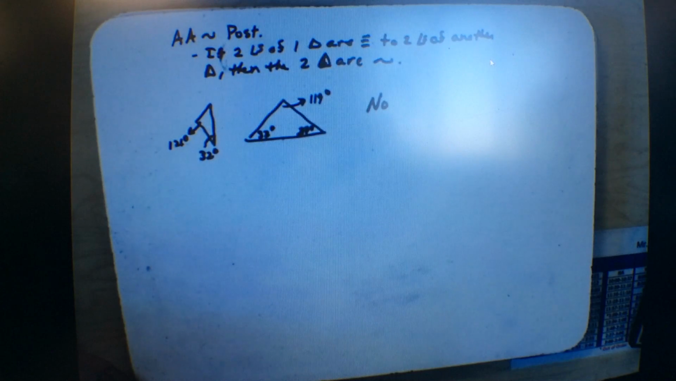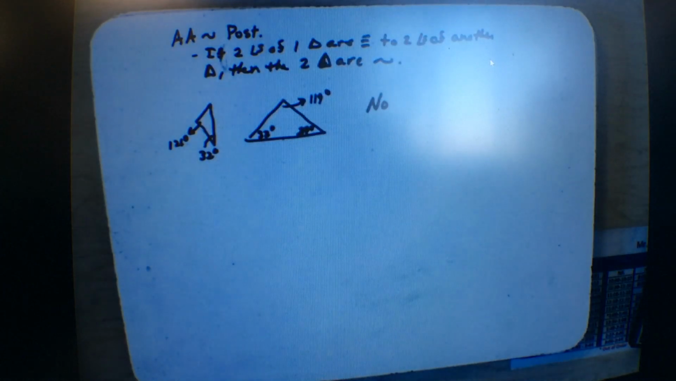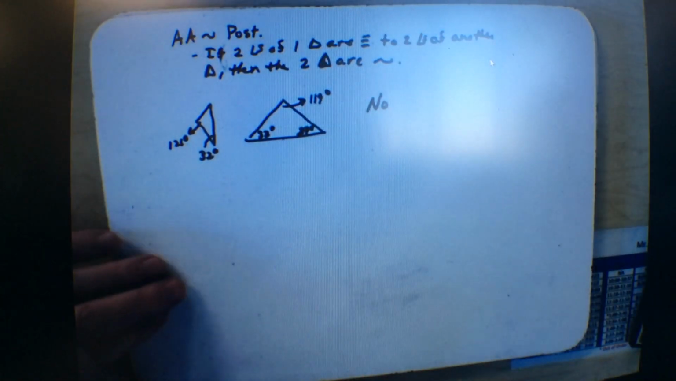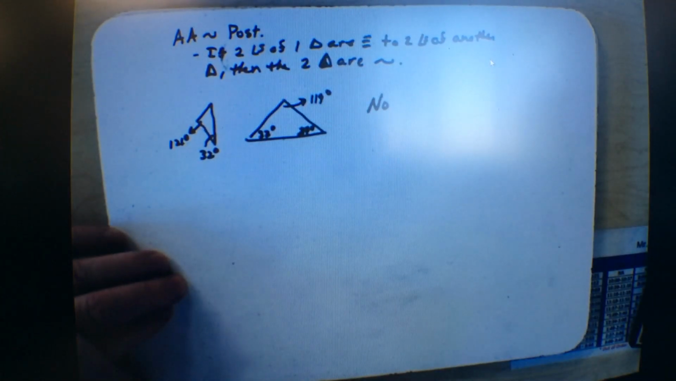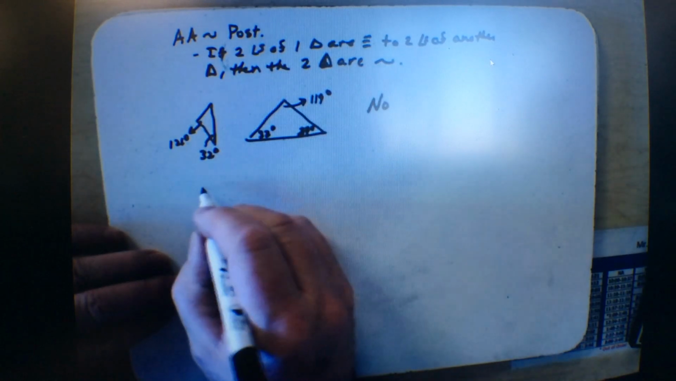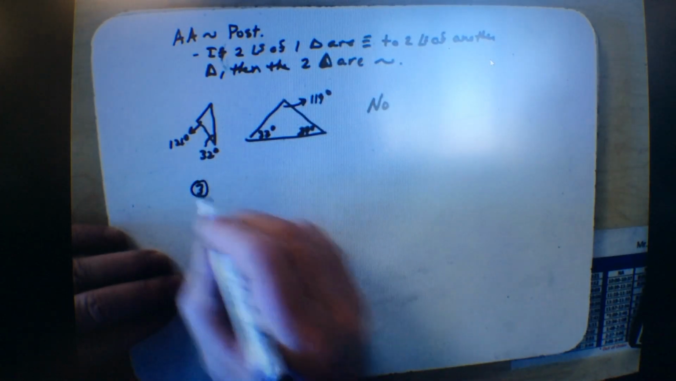If triangle A is similar to triangle B and B is similar to C, then A is similar to C. So it transfers over. Now we're going to look at an example of trying to find measures of triangles using the concept of similarity. So if you look on page 514, this is example 3.